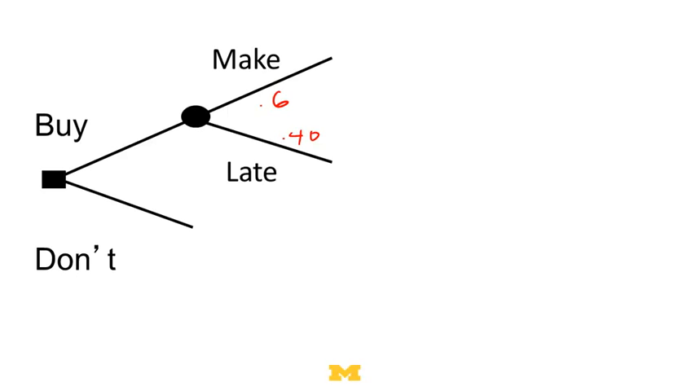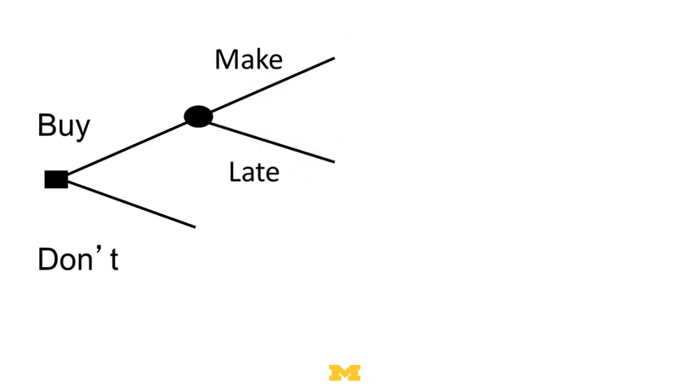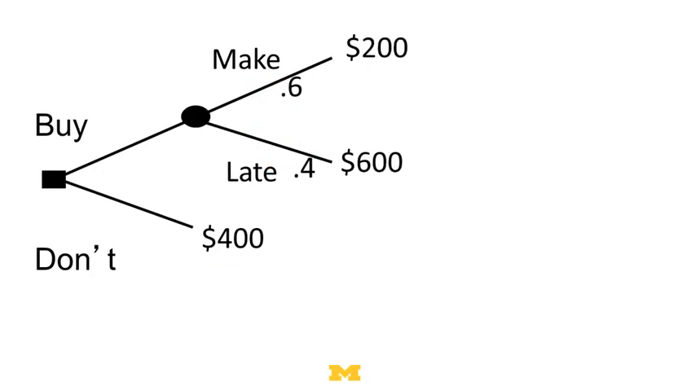Well, to finish this off, to use this tree so I can make a good decision, all I've got to do is put the values of each choice. So if I don't buy the ticket, then I'm going to be out $400 because I've got to buy the expensive ticket. If I do buy the ticket and I make my train, that's great, because I'm only out $200. But if I buy my ticket and I'm late, then I'm out $600. And so now I've got all the information that I need. I've got all my payoffs at the end of each branch. I've got the probabilities of each branch, right, 60% and 40%. And so I just have to figure out what's the best choice for me. So let's make this all nice and clean. So here's all my data, and I've just got to decide what's the better choice.